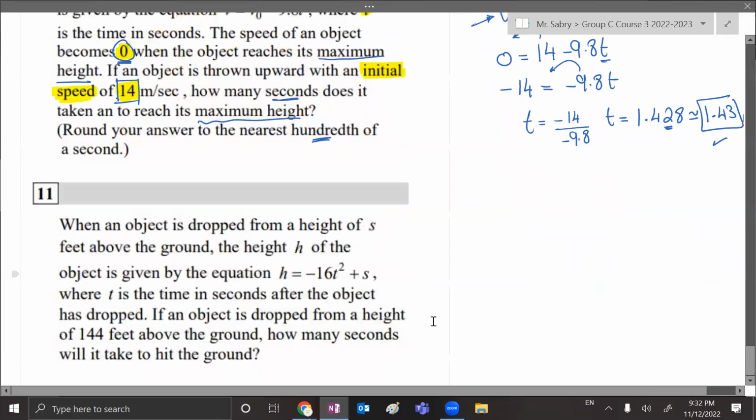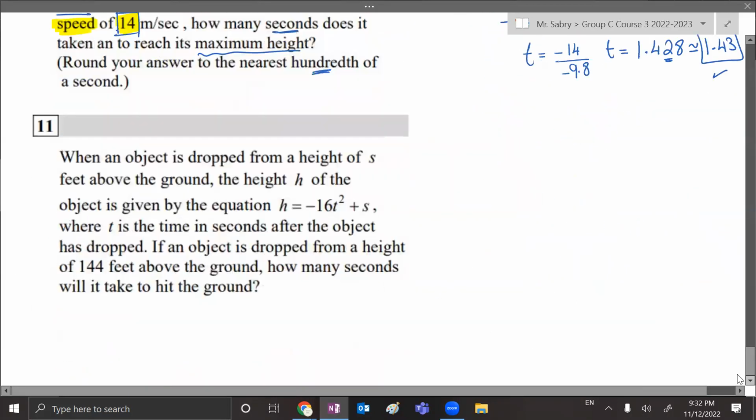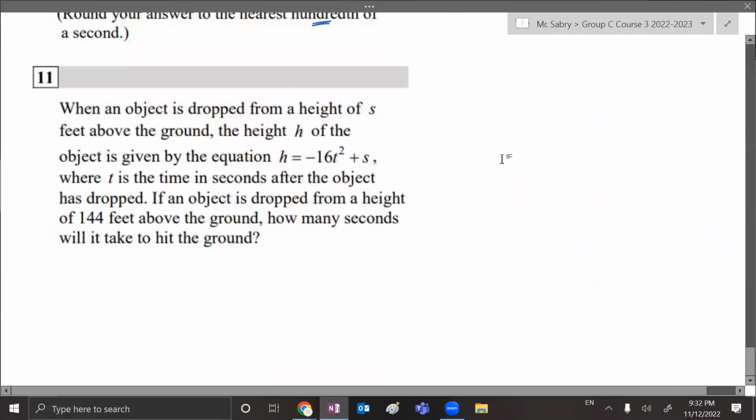Number 11: when an object is dropped from a height of s feet above the ground, the height h of the object is given by this equation, where t is the time in seconds after the object has dropped. If an object is dropped from a height of 144, how many seconds will it take to hit the ground? Again, you need to understand what every letter represents. S represents the height where the object was dropped, and they said the object is dropped from a height of 144, so apparently this s is equal to 144.